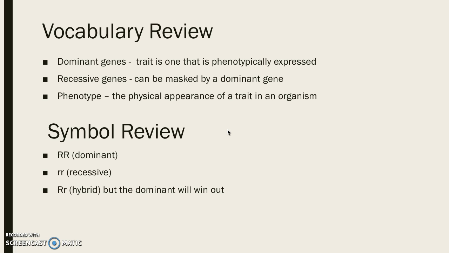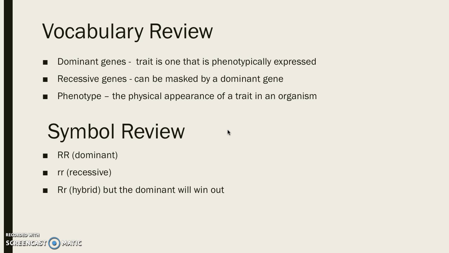A phenotype is the physical appearance of a trait in an organism. So what this means is if you have blue eyes, you have a blue eye phenotype. Just because it's a recessive gene doesn't mean that you can't have it. And if you have brown eyes, then you have a phenotype of brown eyes. So it's just whatever appears on your body.